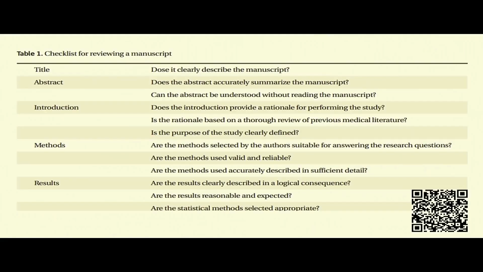All right, and this is just from a review article. I think it was in the British Medical Journal, which summarizes the contents of a thoughtful review. So looking at the title, does it clearly describe the manuscript? The Consort and the Strobe checklist, by the way, have requirements for the title, including that the study design has to be in the title.